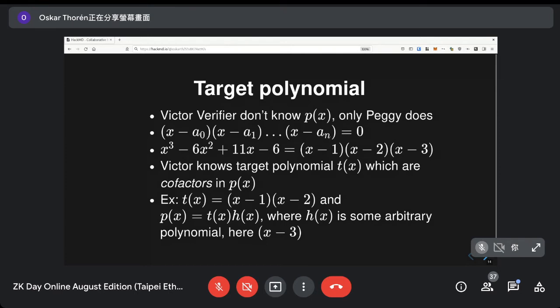And then instead of Victor knowing this polynomial p of x, he would know a target polynomial called t of x, which are cofactors in p of x. So in this case, say t of x is x minus 1 times x minus 2. And then p of x is essentially just a multiplication of t of x and some arbitrary polynomial, which we call h of x, which in this case is the factor x minus 3.